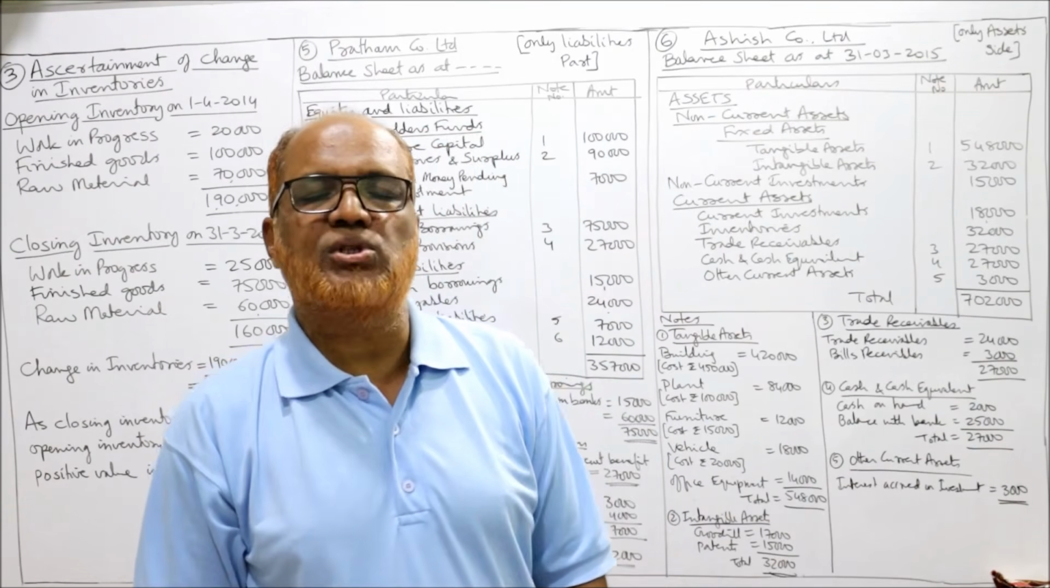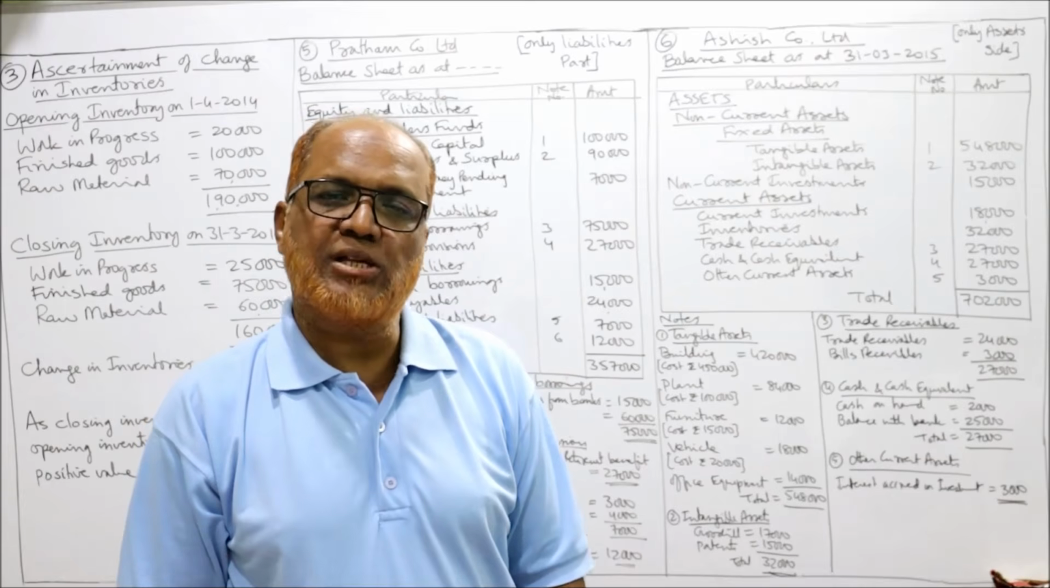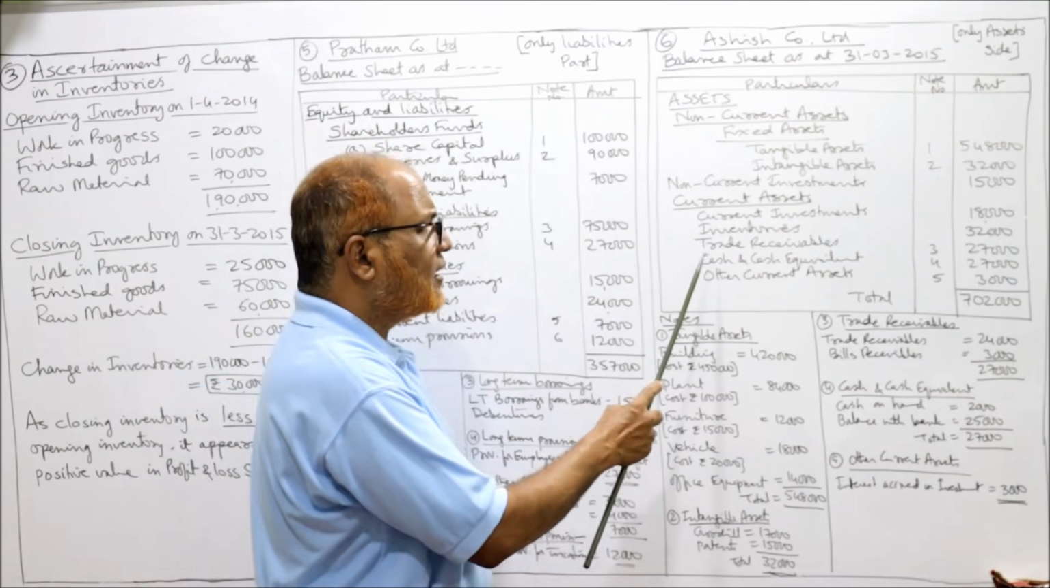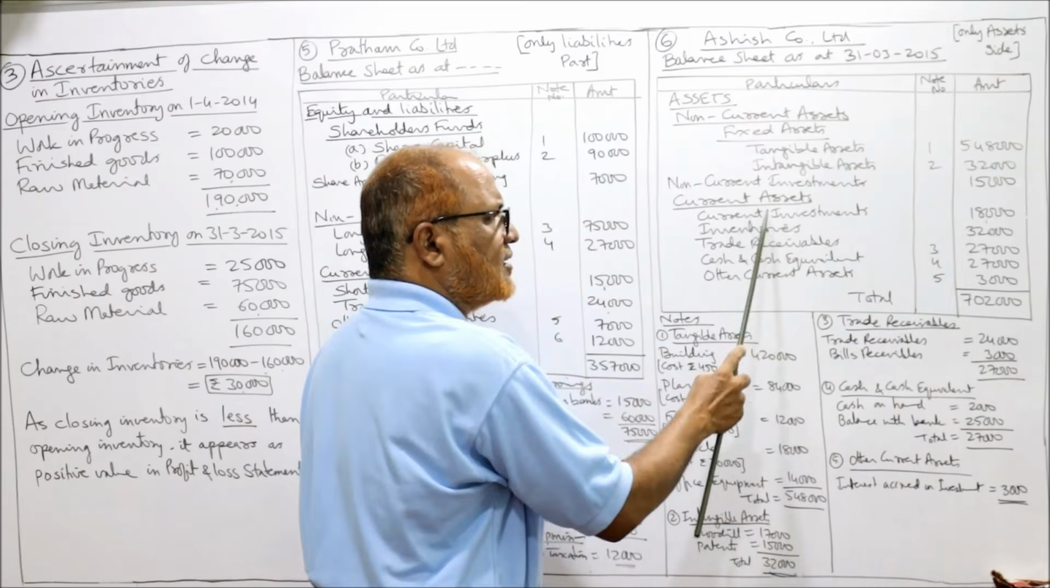Next comes inventories. Inventories on 31st March 2015, closing stock. This is the closing inventory. So directly we'll take inventories 32,000 under current assets.